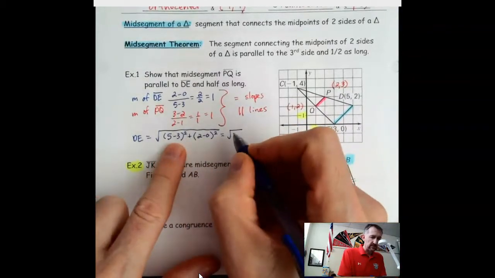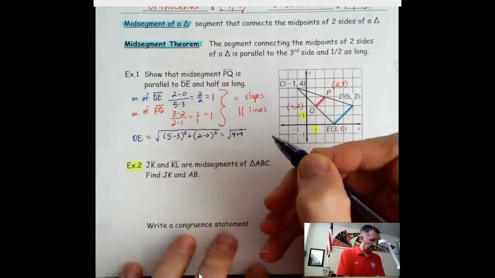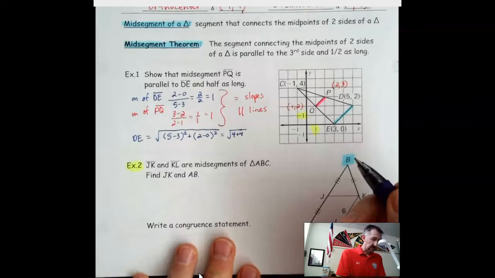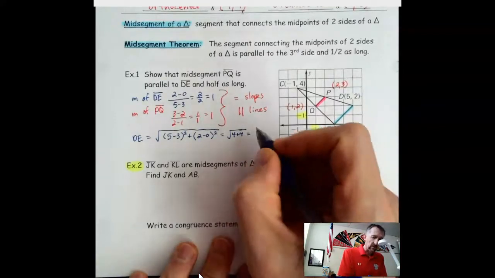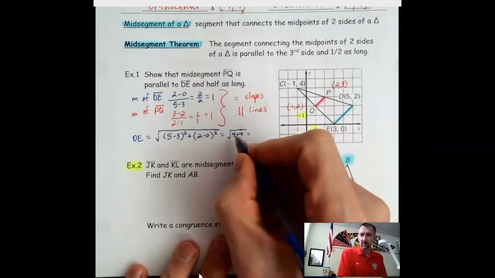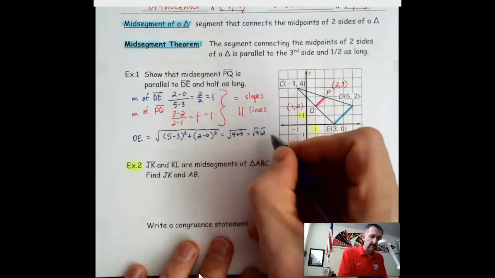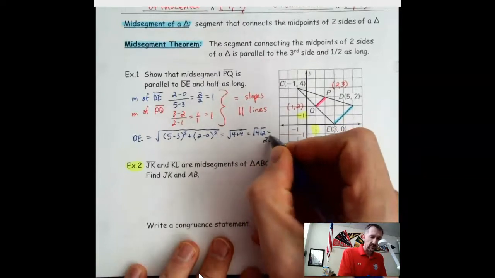So that's going to be 2 squared, which is 4, and 2 squared, which is 4. So that's going to be root 8. Which is, you can see here, 4 times 2. So you have root 4 times root 2, which is 2 root 2.